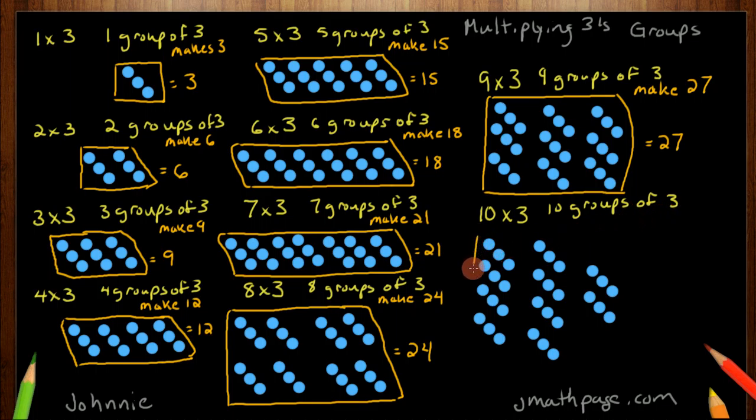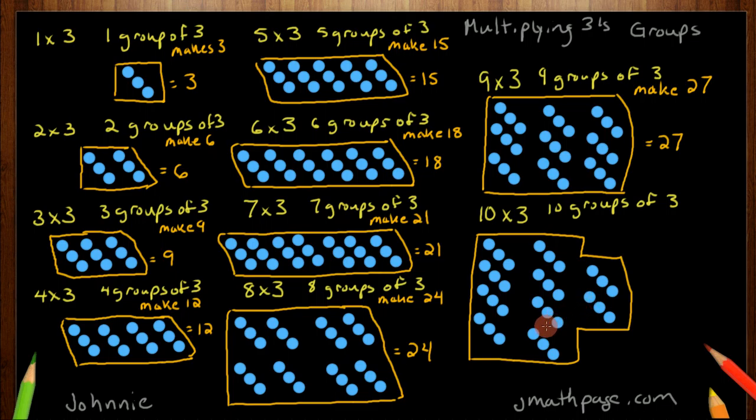Well, let's bundle them all together. So we're trying to see what the sum of all these 3's is. Okay, so let's count them. 3, 6, 9, 12, 15, 18, 21, 24, 27, and 30. You probably already knew that.